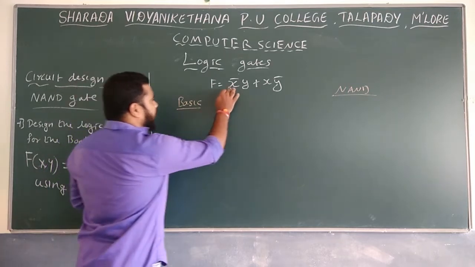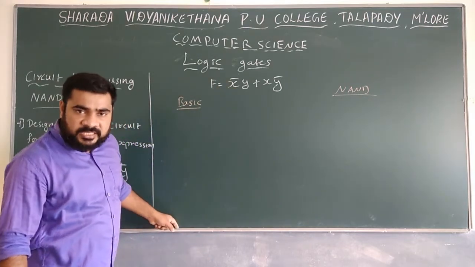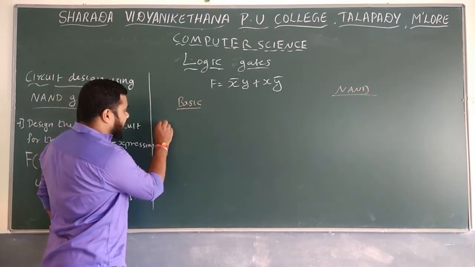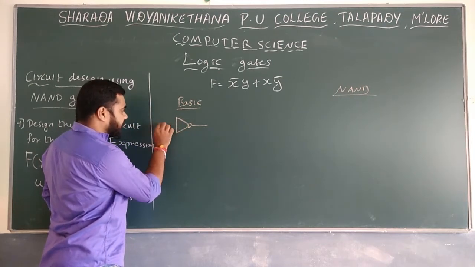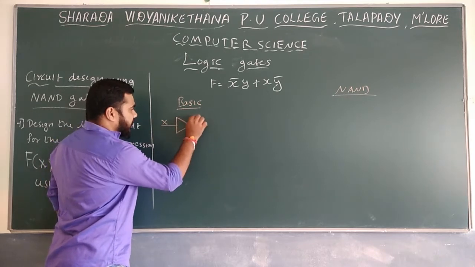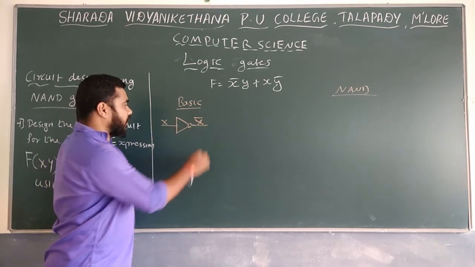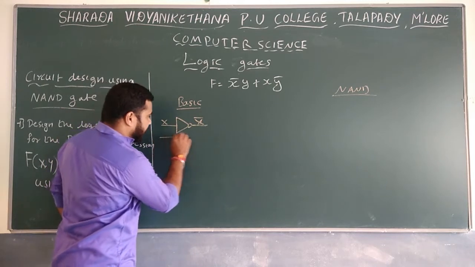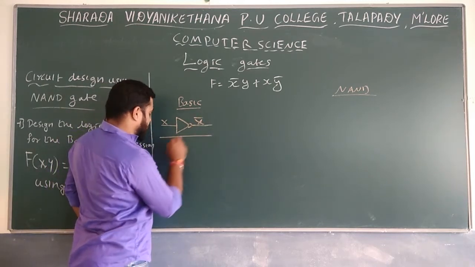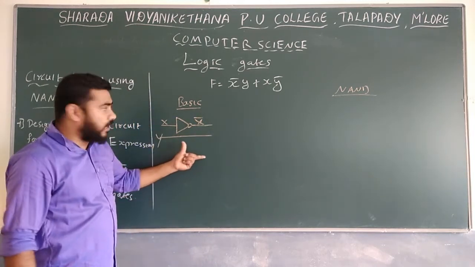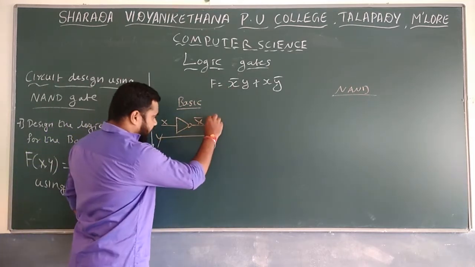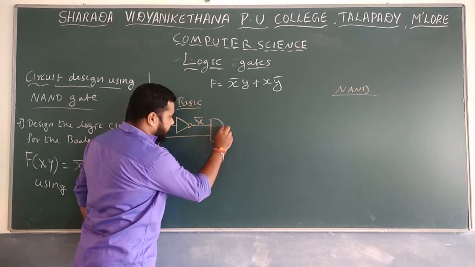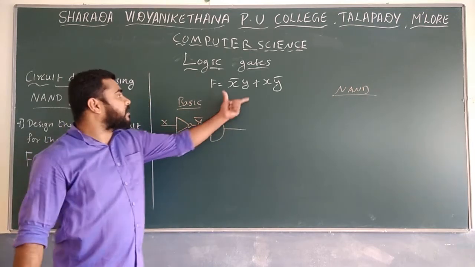So what do you have to construct here? First you have to construct x dash. If you use the basic gates, it will be a NOT gate. X is the input and x dash is the output. Next, y. I take Y directly. Y is one more input. X and y are the inputs. Then how can we construct it here? An AND gate is required. This part we finished.